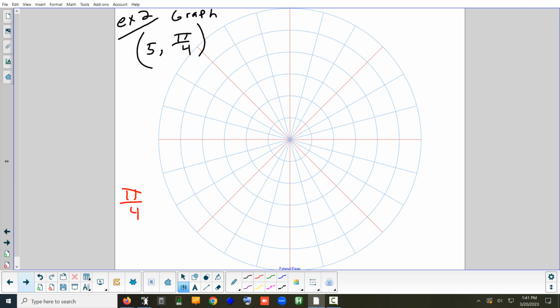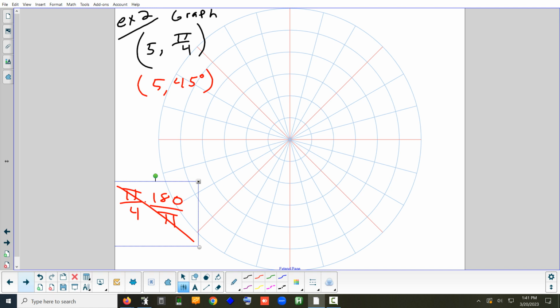Sam, how do I change pi over 4 radians to degrees? You multiply it by 180 over pi. Multiply by 180 over pi. Pi's are going to cancel. And all we're left with now is 180 divided by 4. And Kiana, what is 180 divided by 4? Yeah, 45. So essentially what you're graphing here is 5, 45. Okay, let's go through it.